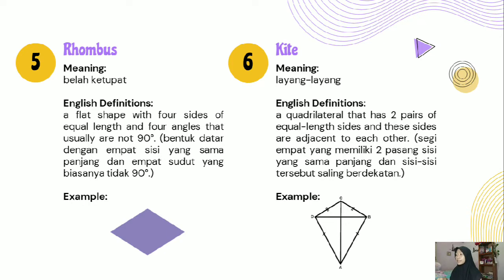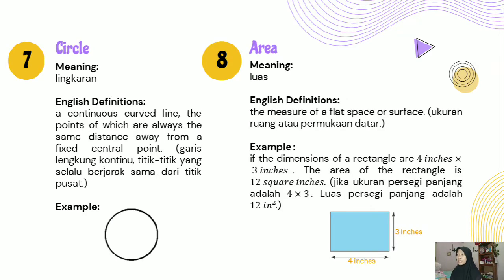Number 6, kite, meaning is layang-layang. English definition, a quadrilateral that has 2 pairs of equal length sides and these sides are adjacent to each other. Number 7, circle, meaning in Indonesian language is lingkaran. English definition, a continuous curved line, the points of which are always the same distance away from a fixed central point.